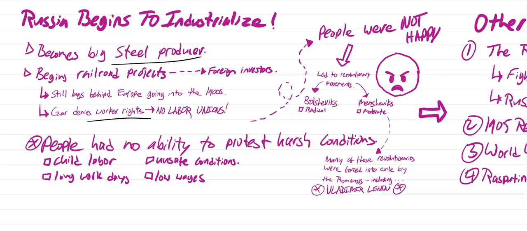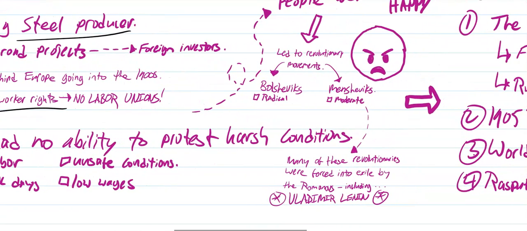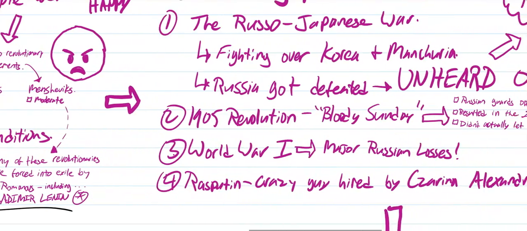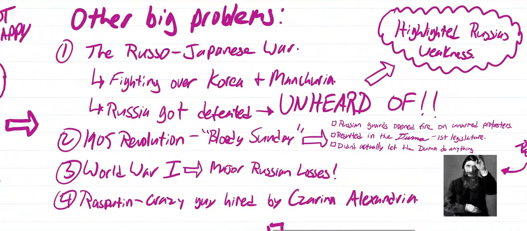This led to revolutionary movements, and we're going to see these two different socialist groups, the Bolsheviks and the Mensheviks, that come into power. Now, here's the thing: while they're both essentially socialist, the Bolsheviks are more radical than the Mensheviks. Many of these revolutionaries were forced into exile during the Romanov reign, during the time of Tsar Alexander. This also included Vladimir Lenin, who was the leader of the Bolsheviks. They were exiled because of their liberal views.